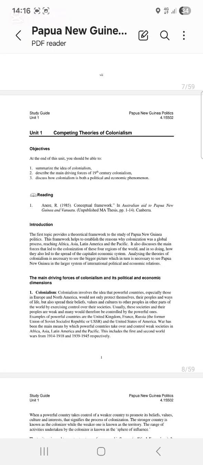Unit 1 on page 1 is titled Competing Theories of Colonialism.